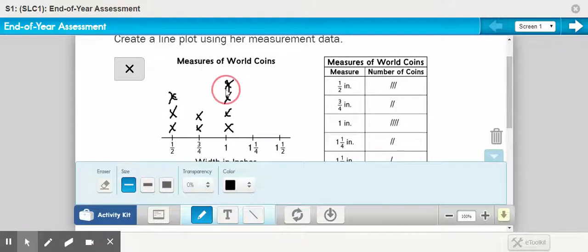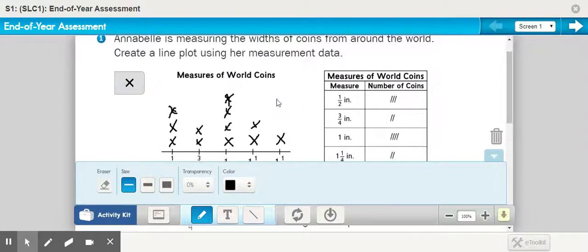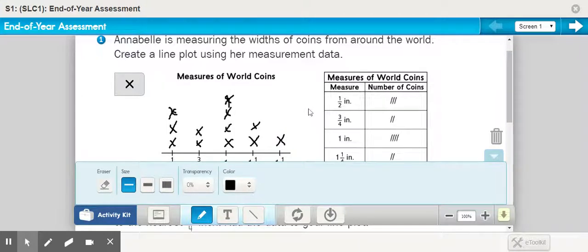Excuse me. There we go. Okay, sorry about that last X. Then at 1 1/4, I have 2, so I'm drawing 2 X's. And then finally 1 1/2 inches in width, I have 1, so I'm drawing 1 X. So that's how you solve problem 1.